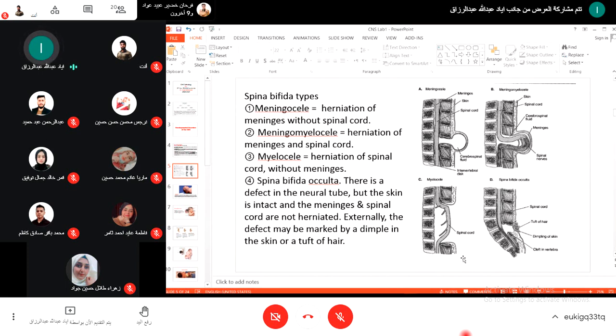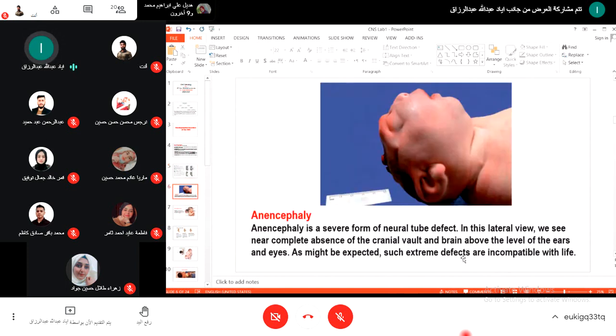I hope this topic is clear to you. Notice this picture. This is anencephaly. If there is absence of the brain tissue and failure of development of the cranium. I just said this is incompatible with life.